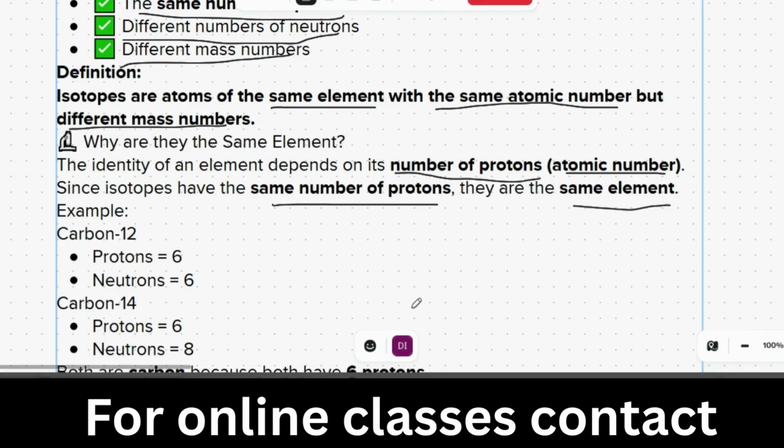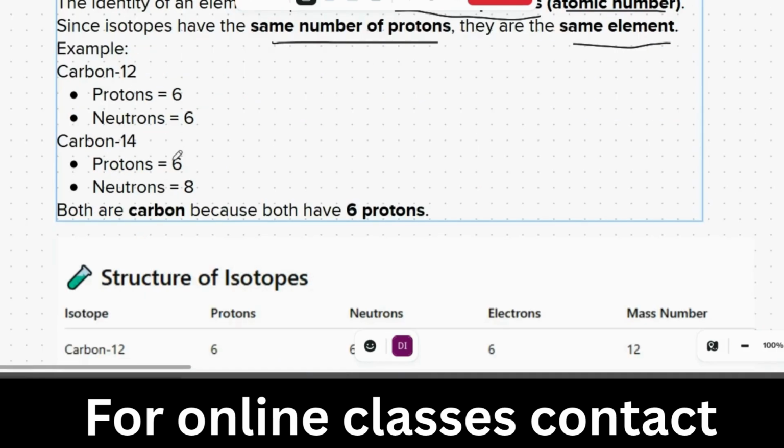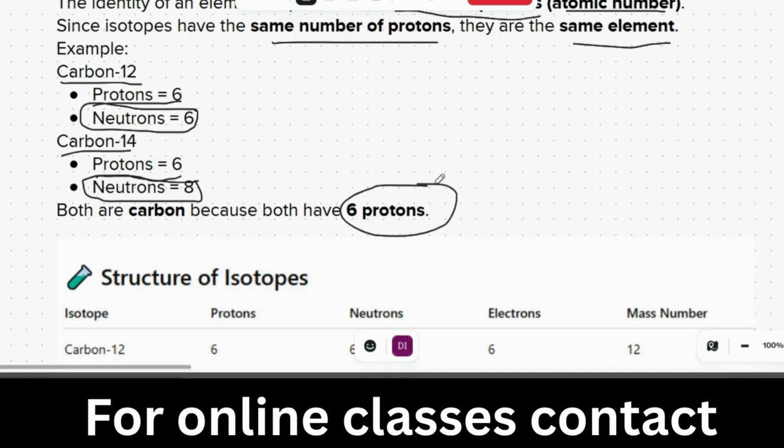For example, here are two isotopes, carbon 12 and carbon 14. You can see that carbon 12 has 6 protons, whereas carbon 14 also has 6 protons. The difference is the number of neutrons in the isotopes. Here the number of neutrons is 6. For carbon 14, the number of neutrons is 8. Both are carbon, because they both have 6 protons.